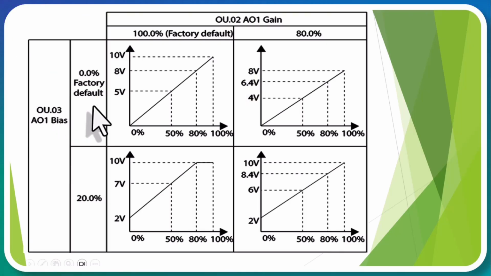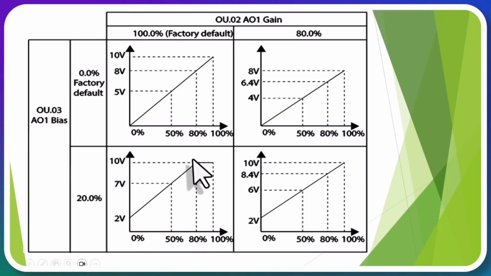But what is bias? Sometimes you want it to start from 2 volts, meaning that before 2 volts it's 0, and from 2 volts it starts giving you the analog output voltage. In this case, you need to set it based on the OU03 parameter, which is the bias here. As you can see, my bias here is 20%, so it starts from 2 volts, meaning it begins at 2 volts.